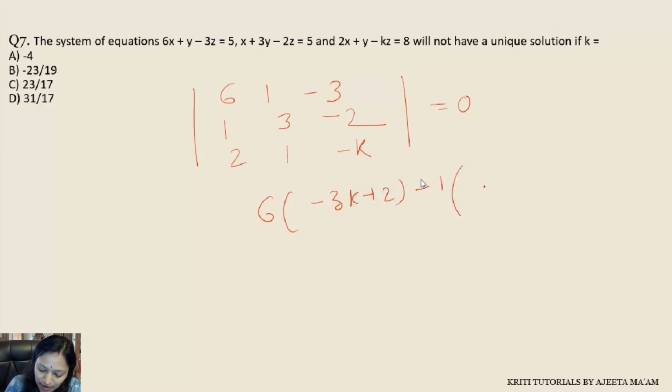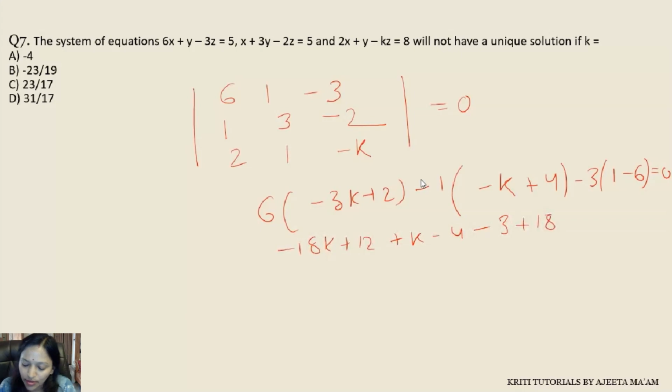We will just expand the determinant and solve it. This is equal to 0. So what do we get? Minus 18k plus 12 plus k minus 4 minus 3 plus 18. Okay, now what do we get? This cuts out.